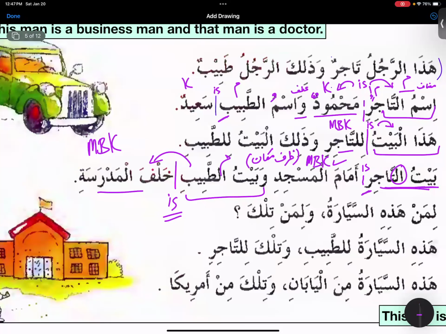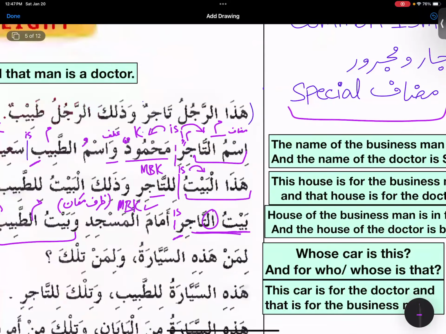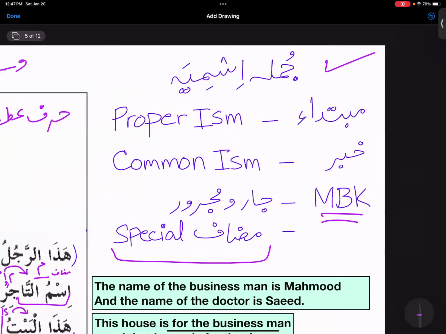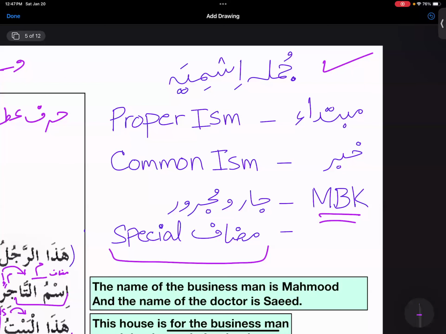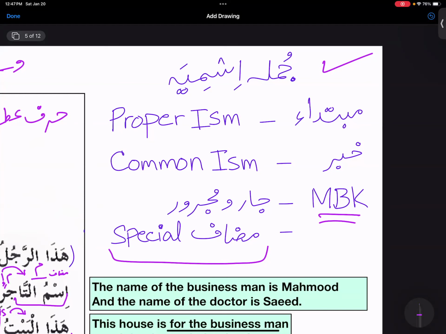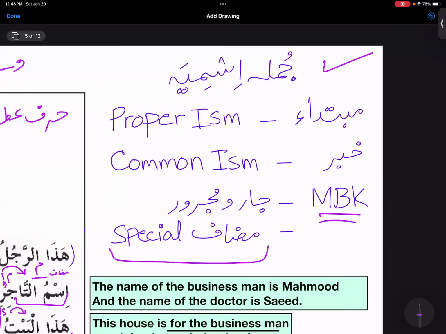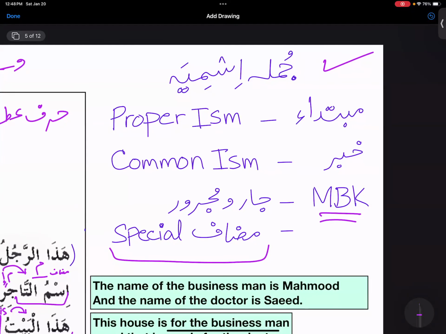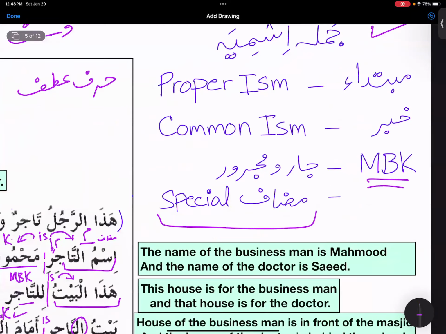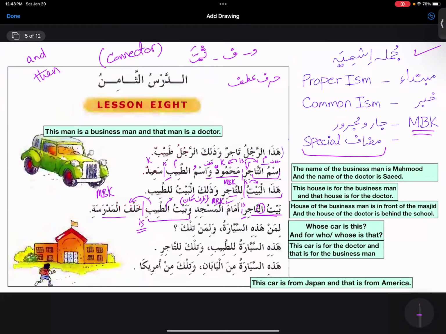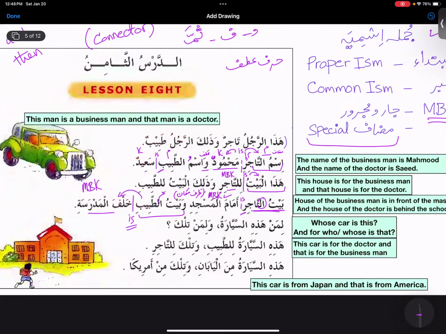Okay, but there is no khabar in it. There is a mubtada. It's okay. I told you guys that either there is going to be a khabar or MBK. If one of them is present, it is good enough. So we are not going to worry about where my khabar is. It's okay if there is MBK. So MBK is basically representing khabar, replacing khabar. Okay? Next one.